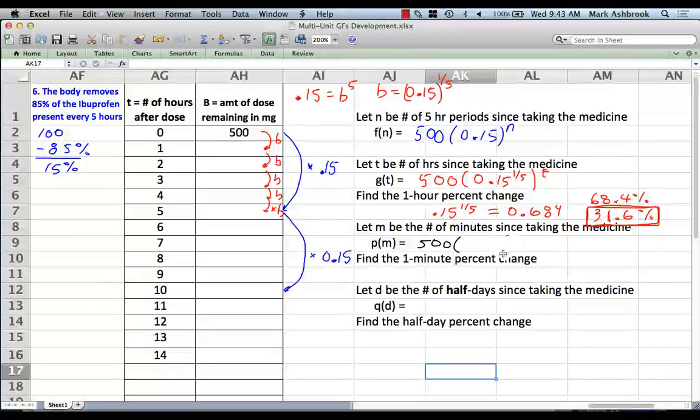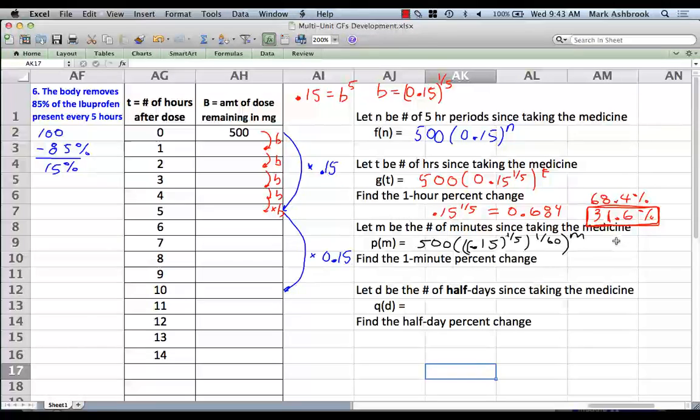So you're going to take the 1 hour growth factor to the 1/60th. Agree? 0.15 to the 1/5, and take that whole thing to the 1/60th. And then that to the m. So everything in the parentheses that you're raising to the m is the 1 minute decay factor. Okay, so when you get all that stuff, what do you get in the parentheses?